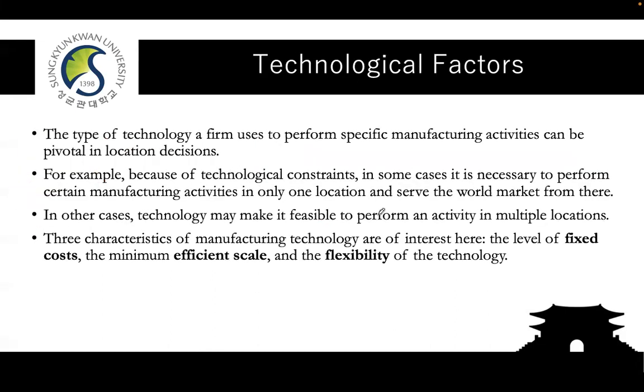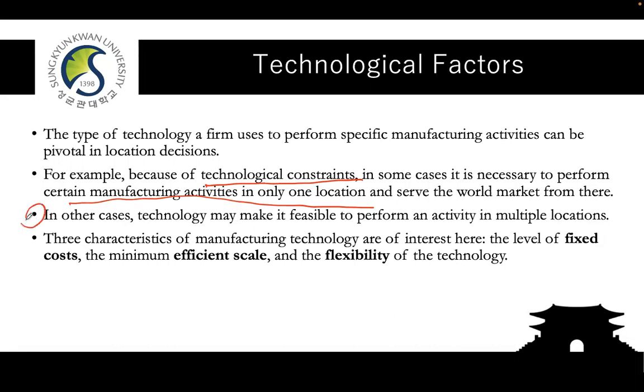Next factor, technological factor. What kind of technology are we talking about? For example, if we have technological constraints, in some cases we need to perform certain manufacturing activities in only one location, because the technology is so specific and couldn't be found in other locations, or couldn't be replicated somewhere. Then we have to do the manufacturing activities in one location.